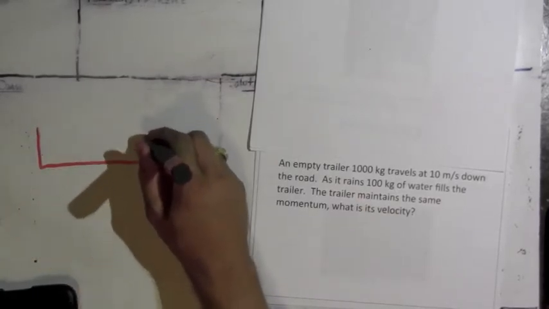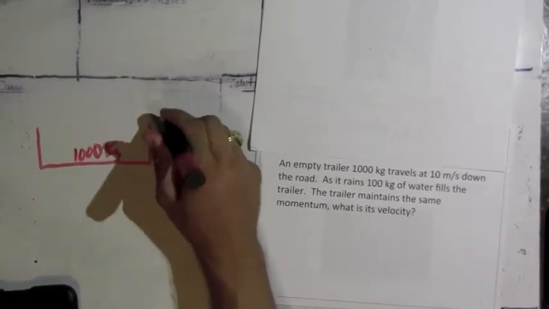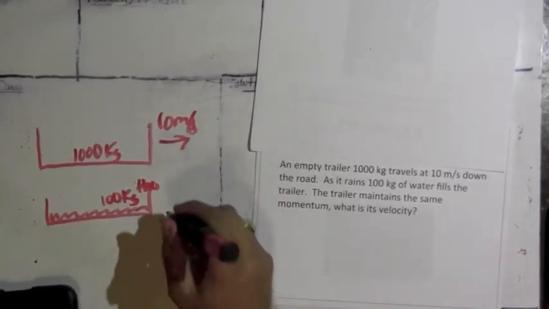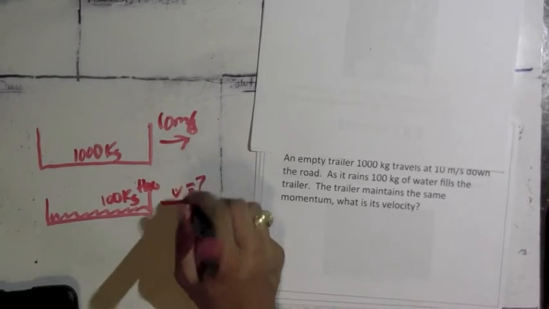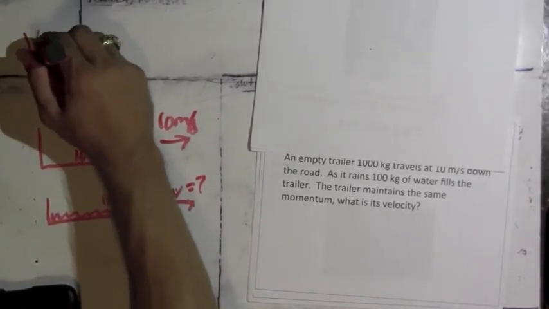So you basically have an empty cart that's moving, has a mass of 1,000 kilograms, and is moving down the road at 10 meters per second. Then this cart fills with water such that the new mass includes 100 kilograms of water. So we want to know how fast the object is moving if it maintains its same momentum. So we're looking for, I'm going to call it final velocity just so we can keep it straight.